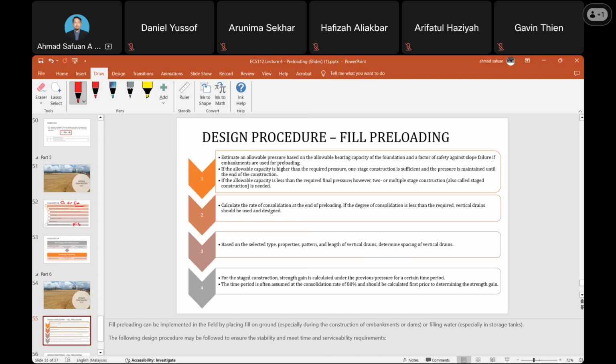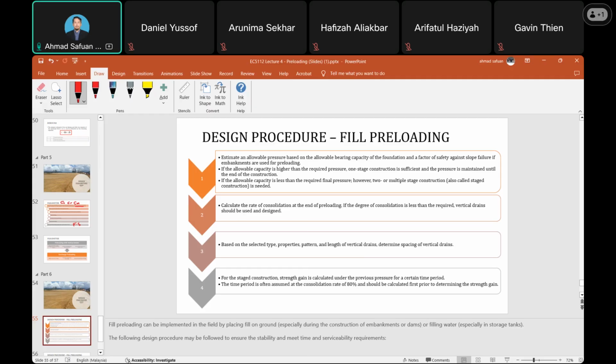If the allowable capacity is less than the required final pressure, however, two or multiple stage construction is needed. So it means that the capacity that can be sustained by the soil is less than the final pressure. So then we need to use the multi-stage loading.